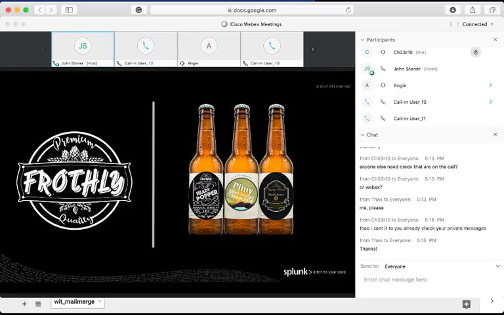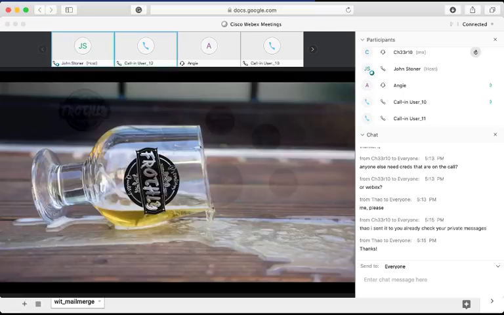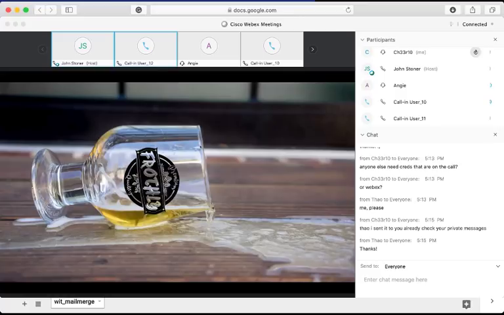others. Our organization is led by our founder, Grace Hoppy, the CEO, and these are some of the key players that report into her within the organization. Each one of these folks has a role within the organization, as you would expect. But unfortunately, all is not well with Frothly.